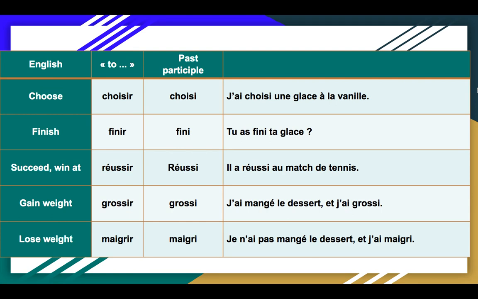Excellent. Grossir. J'ai mangé le dessert et j'ai grossi. Right? I ate dessert and I gained weight. Say it after me. J'ai mangé le dessert et j'ai grossi. Je n'ai pas mangé le dessert et j'ai maigri. Say that last part after me. J'ai maigri.